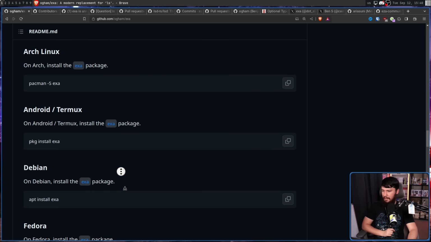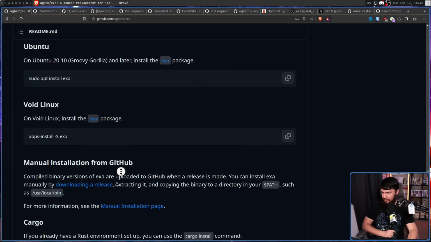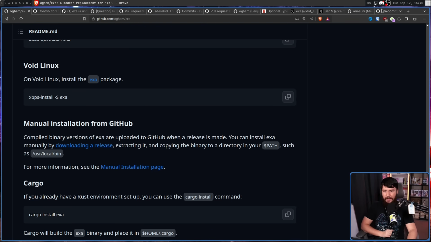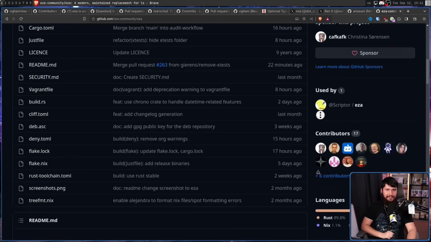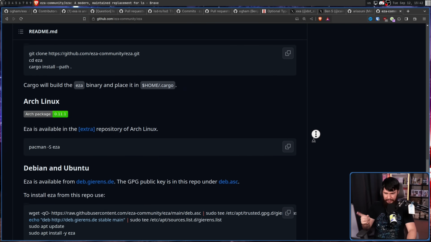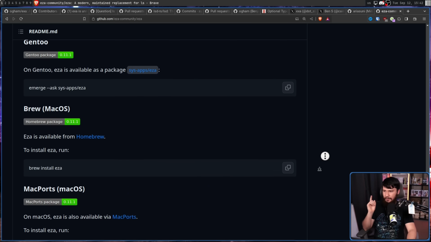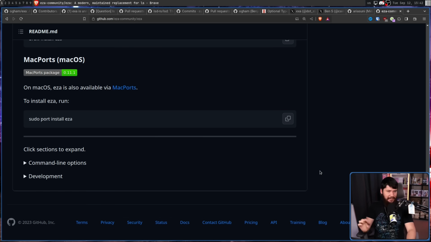The problem with that is packaging, which is in not the best of states right now, because Ezza was on pretty much anything you could possibly want. Alpine, Arch, Termux, Debian, Fedora, Gentoo, Homebrew, MacPorts, Nix, OpenSUSE, Ubuntu, Void Linux, and then manual installation. Ezza is still a work in progress in that regard. It's on Nix, it's got obviously manual installation through Cargo, Arch Linux, a third-party repo for Debian and Ubuntu. It's also on Gentoo, Brew, MacPorts, and that's pretty much it.